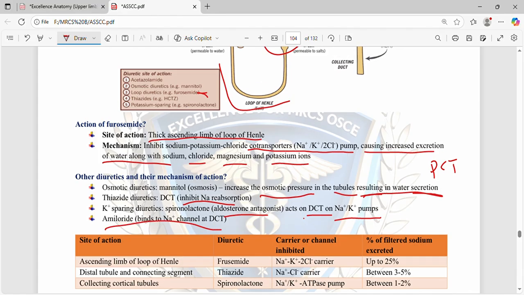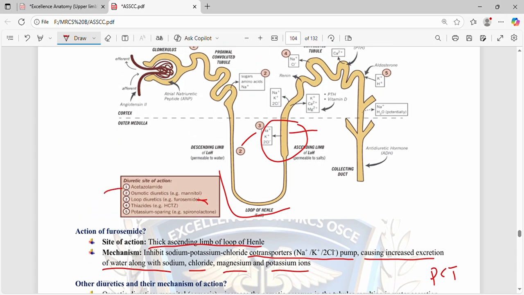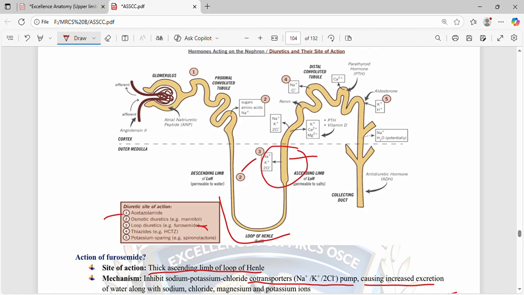So let's see here. You can see first acetazolamide, which acts on the proximal convoluted tubules. Then we have the osmotic diuretic mannitol, which also works on the proximal convoluted tubules. So mannitol and acetazolamide act here. And then we have the loop diuretics. Loop diuretics, furosemide, act here on the thick ascending loop, and they inhibit the sodium potassium chloride channels.